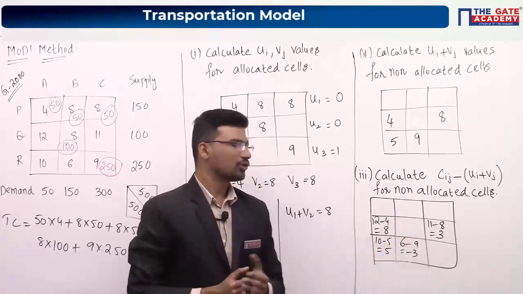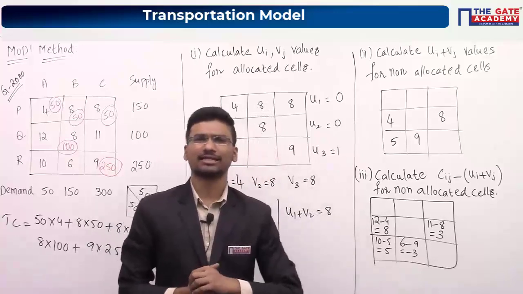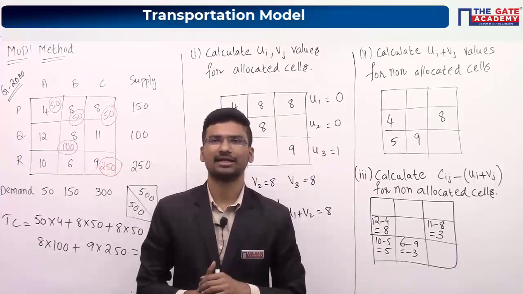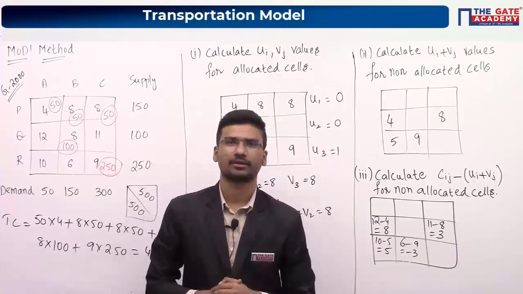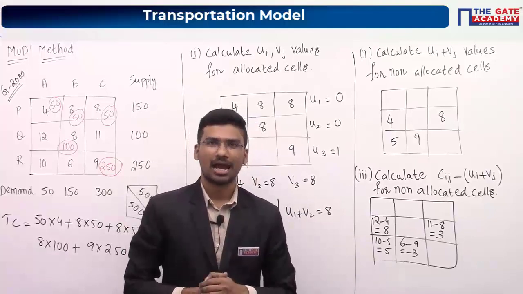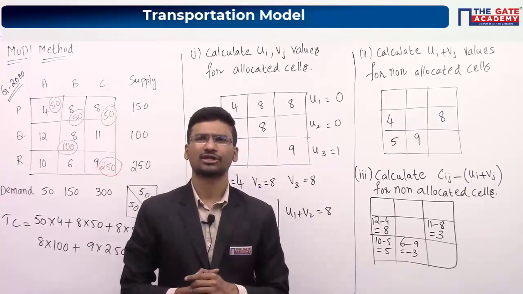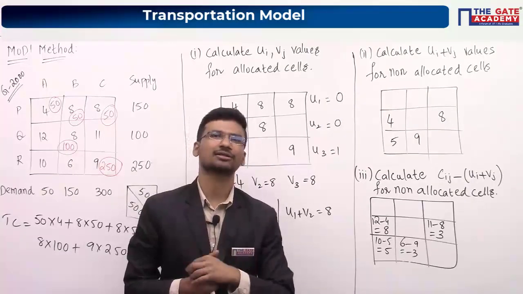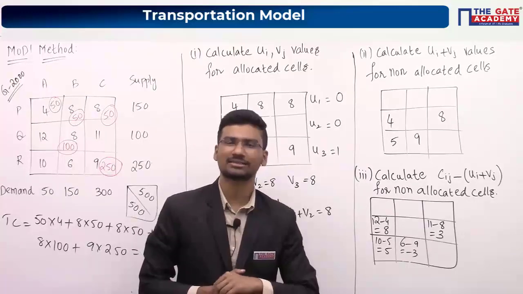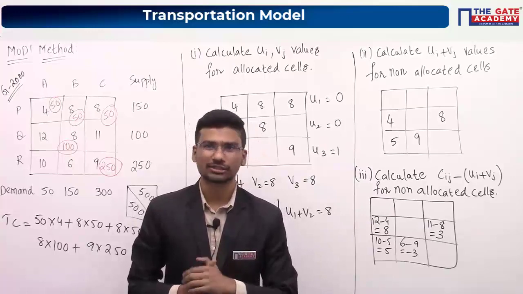Next point: the negative cell indicates that an allocation can be done in that particular cell so as to minimize the transportation cost.